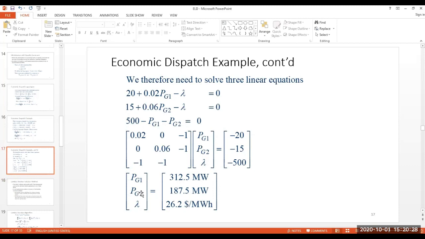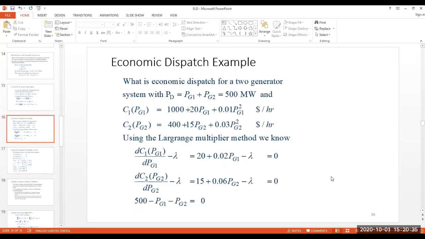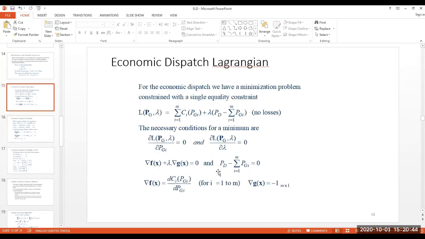Sir, can you please come back to the third condition to form the third equation? Because I didn't get it. You said P, this equation. Yes, sir. How is it coming? This is nothing but this one. This is the equality constraint equation.